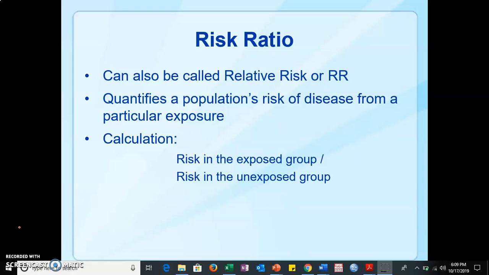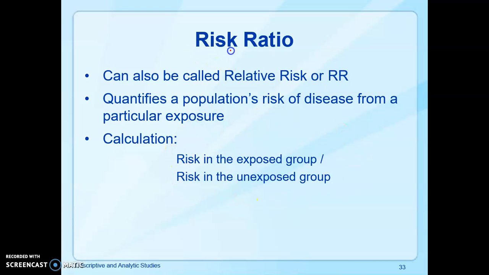So risk ratio is also called relative risk or RR. It quantifies a population's risk of disease from a particular exposure. So, ang formula kani, risk in the exposed group over risk in the unexposed group. Before ta mag-tackle sa pag-calculate, discuss na kung saan pag-calculate sa risk.